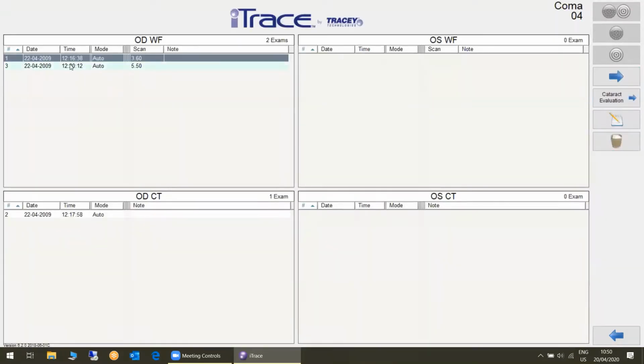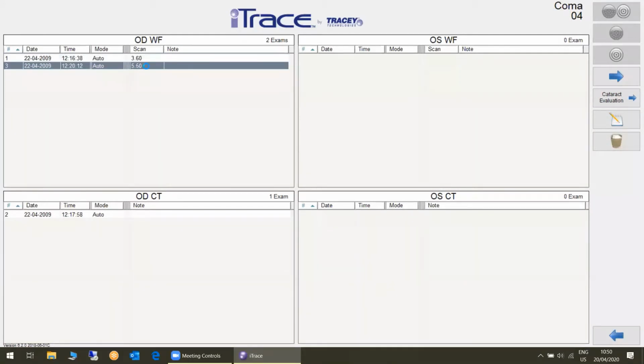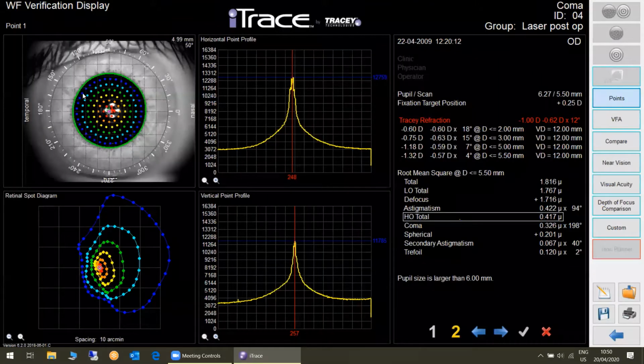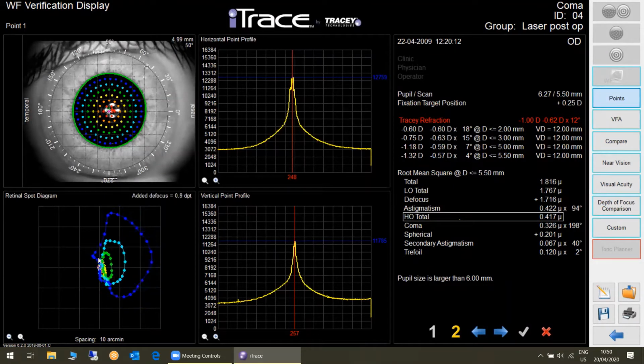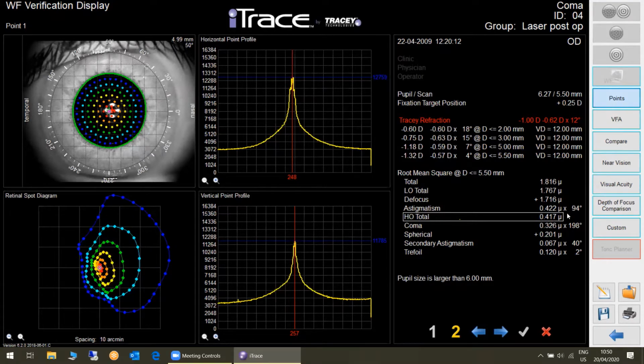Now, you can see 3 minutes later, I have measured the same patient, and now the pupil is bigger. What can we see? We can still see the coma, and now we see spherical aberration. The higher order total is 0.42, therefore red, with a pupil of 6.3.